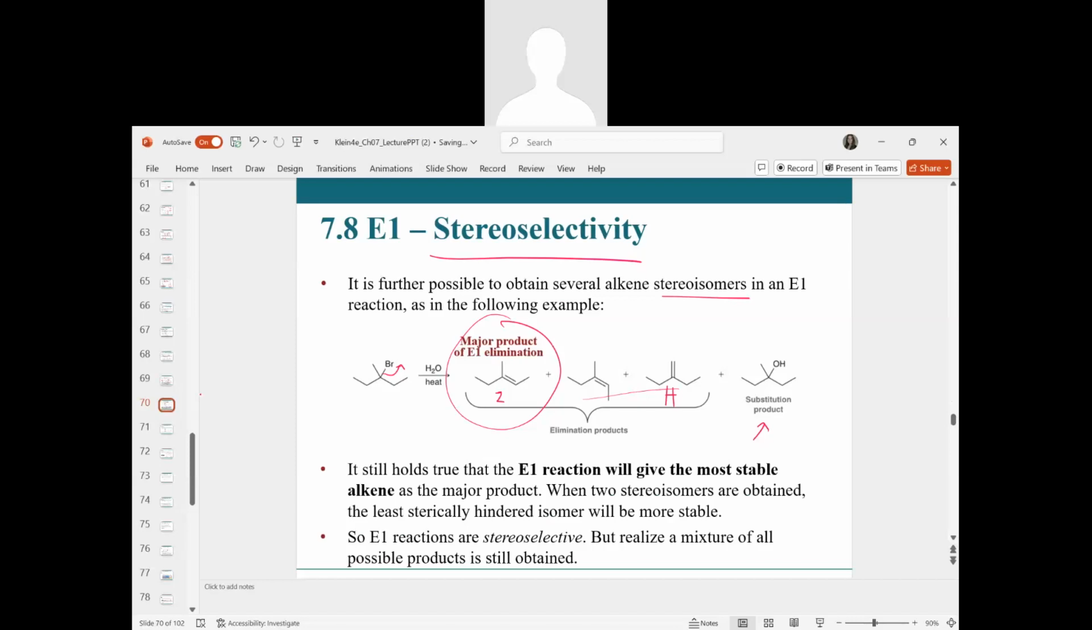When we have two stereoisomers that are obtained, we should note that the least sterically hindered isomer would be considered our more stable isomer. And we noted prior that these are stereoselective reactions, but a mixture of all of these products will still be obtained, even though we call it stereoselective.